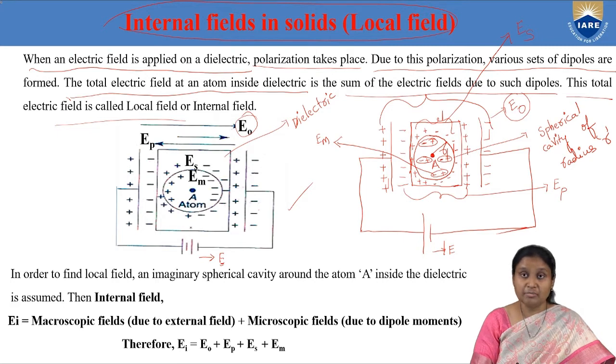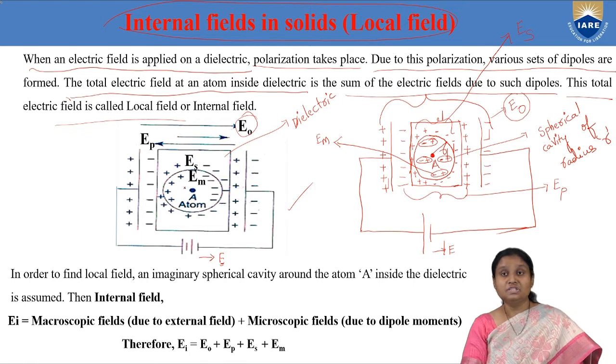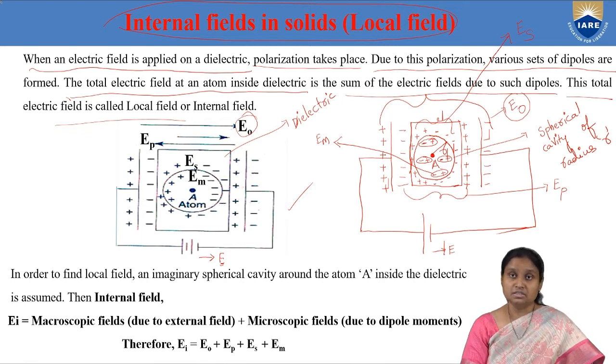And then this is our imagined sphere surrounding an atom A, and this electric field due to charges on the surface, we are denoting by ES, and of course EM is because of dipoles inside the imagined sphere. So here we have considered 4 different electric fields due to polarization. And the net or total electric field at this atom at point A will be a combination of these 4 different electric fields, and this total electric field is nothing but our local field or internal field. So we have taken the definition of local field or internal field.